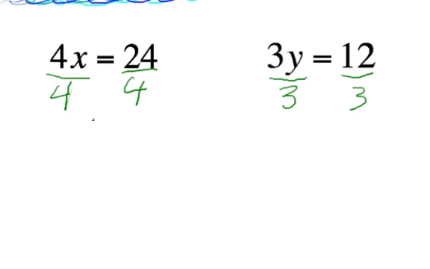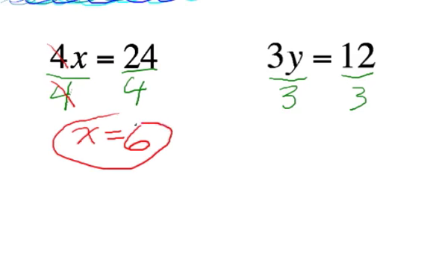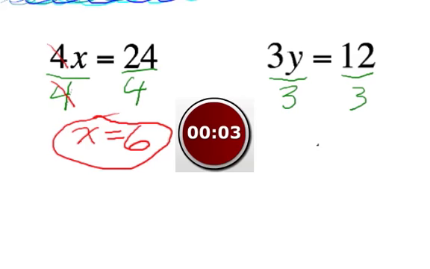Now let's go back to my equation. We're going to now simplify and then check our answer. 4x over 4, sometimes people like to cancel these. 4x over 4 is just x, and then 24 over 4 is 6. So our final answer is x equals 6. Now you try it on yours. Simplify and write your final answer as an equation.